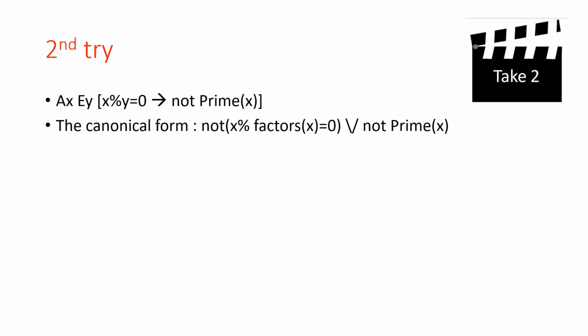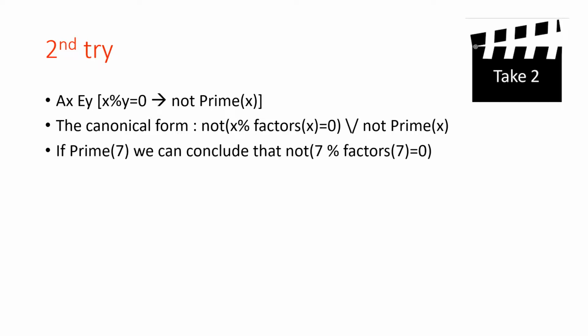So what does this say? It says if x divides some number, it means it's not prime. If x divides some specific number, it's not prime. For prime numbers, the first part will be true and the second part will be false. So let's proceed with some examples.